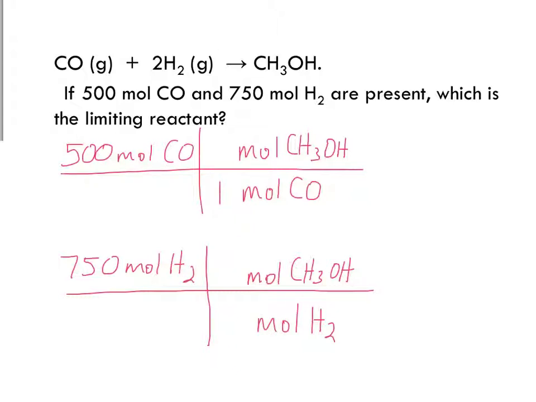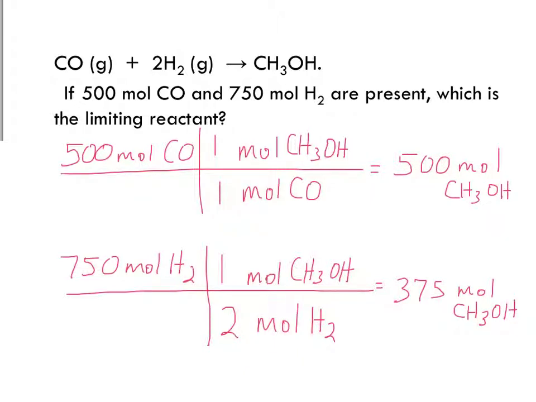Finally, we'll actually fill in the numbers based on the coefficients from the equation. There's 1 mole of carbon monoxide, there's 1 mole of product, and there are 2 moles of the hydrogen gas. Multiply across the top, divide across the bottom. That amount of carbon monoxide will yield 500 moles of product. The 750 moles of hydrogen as reactant will yield us 375 moles of product. Therefore, carbon monoxide is our excess reactant. Our limiting reactant is going to be the hydrogen gas.